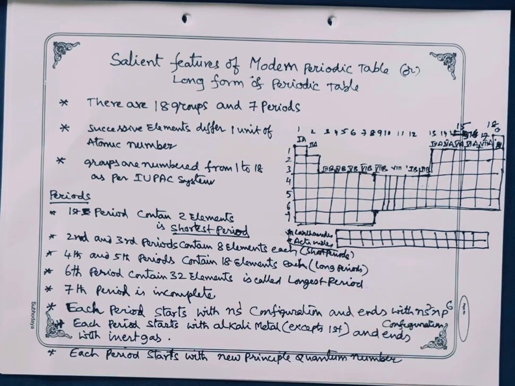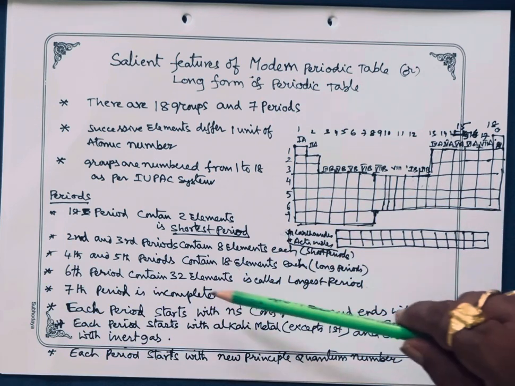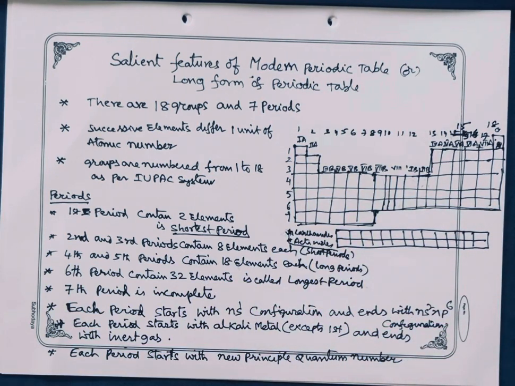Sometimes you will be asked in the general entrance how many elements the longest period contains. The longest period contains 32 elements. Most of the students think that because the long form periodic table contains 18 groups, 18 elements may be there, but 18 is not correct. Here the lanthanides also come in the sixth period. So these 14 and these 18, a total of 32 elements, will be present in the long form of the periodic table.